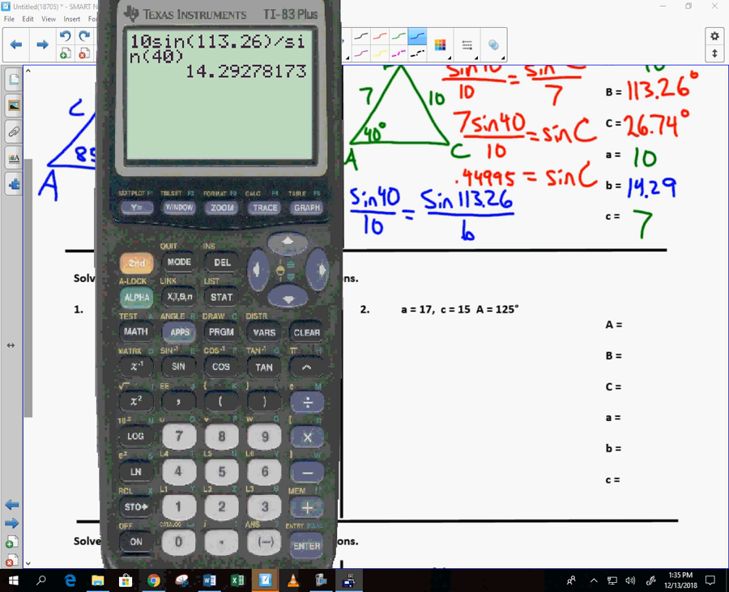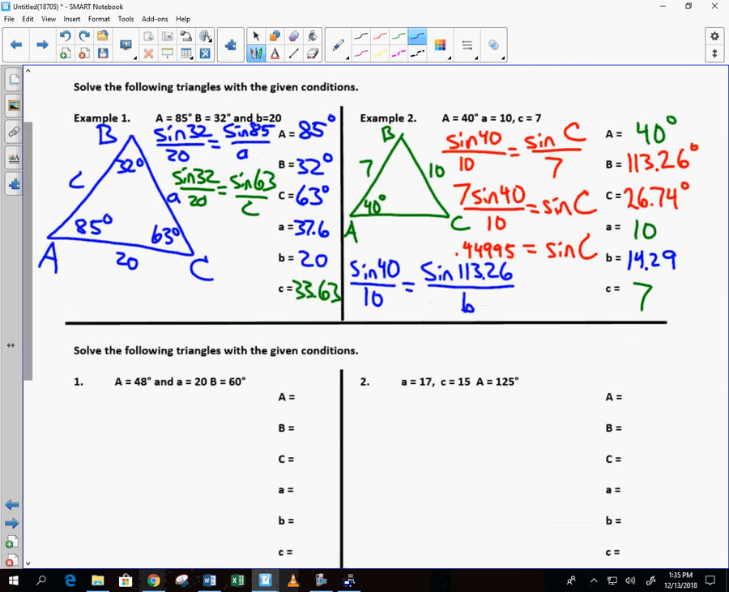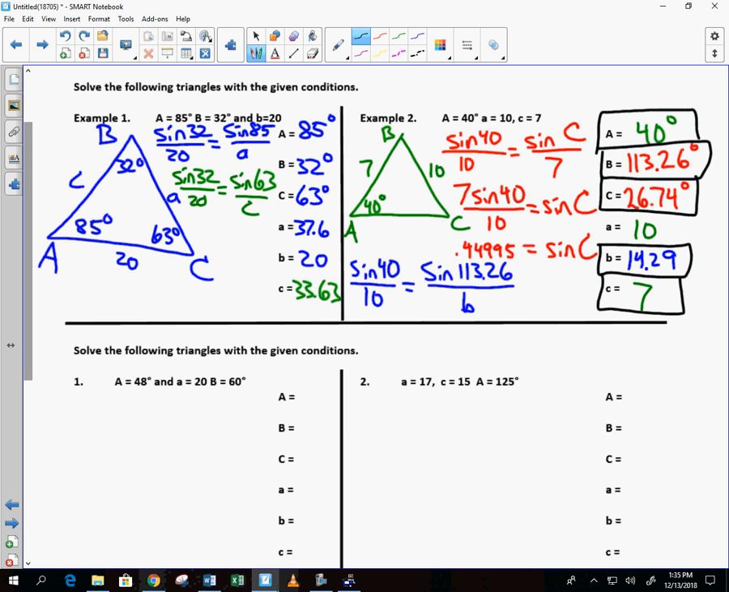I'm going to do one last check to see if my answers are reasonable. What's my biggest angle? B. Is that my biggest side? Yeah, it is. That's good. My smallest angle is C, and that's my smallest side. Angle A is my medium angle, and side A is my medium side. So you can see how they work out.